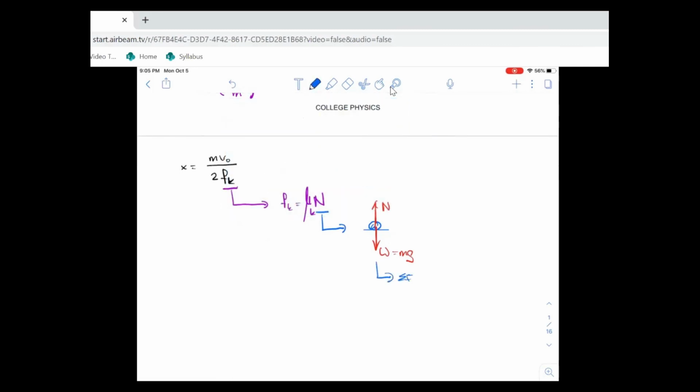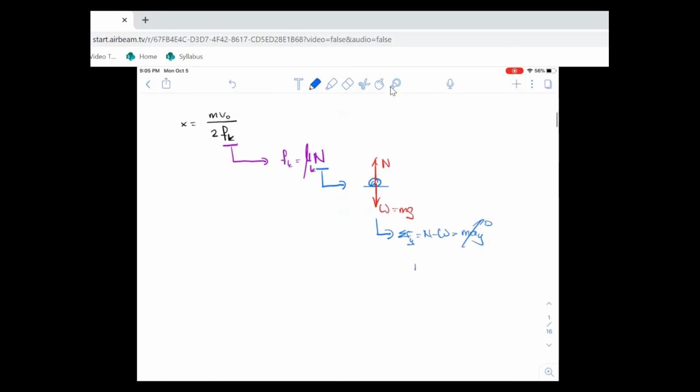So look at the net force on the y direction, N is up, W is down. There's no acceleration on the y direction. So which means that N is the same as W, W is the same as mg. Back substitution. And then we have to do a back substitution again. This is going to be mu sub k times mg. This gets substituted into that.